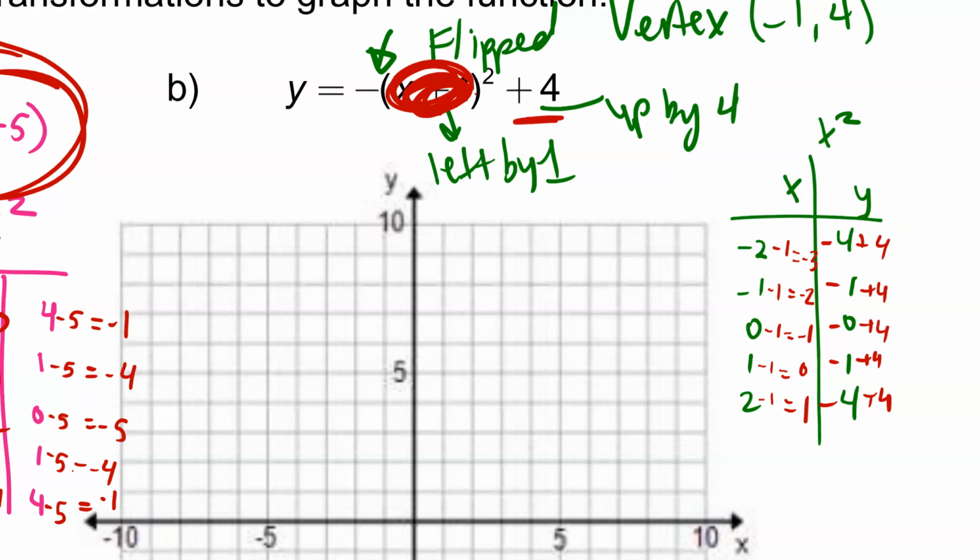Wait, why do you have to multiply by negative? Oh, okay.